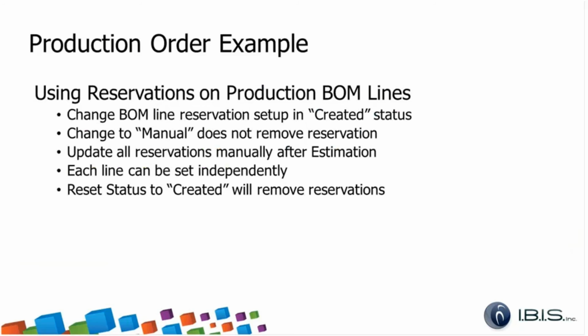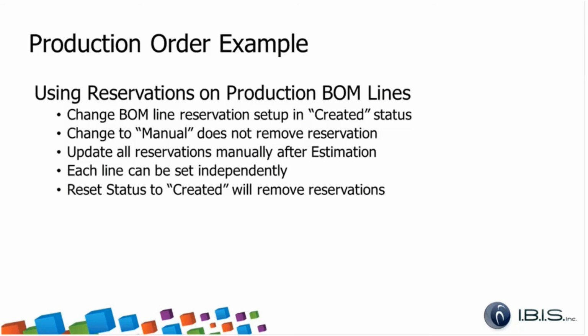So just like on a sales order transaction, changing the value of the reservation field to manual does not remove the reservations. This would have to be done manually against each production BOM line if the order is in a status equal to or after estimated. And as stated before, the reservation value can be different for each line on the production BOM, and it of course will default to the setting from the production order, but it can be changed if and when necessary for each BOM line. But again, it should only be changed when it's in the status of created.